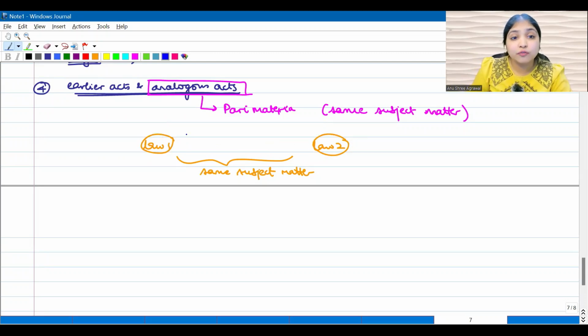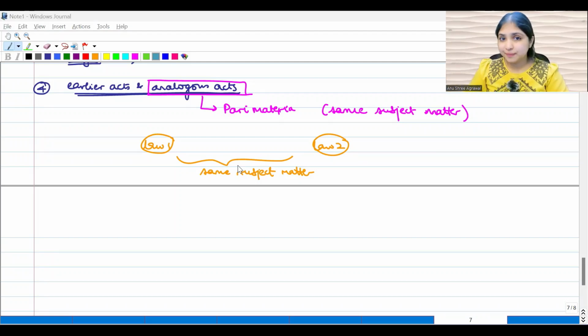So this is your fourth external aid, that you can take the help of other statutes as well. So in the fourth external aid, I'm taking the help of other statutes. To interpret law 1, I'm taking the help of law 2. To interpret law 2, I'm taking the help of law 1. Now, what if both these laws have some contradiction? If they have a contradiction, we'll see which law came later. The later law will prevail over the earlier law. Simple. If there's a contradiction between these two laws, then the later law will prevail over the earlier law.